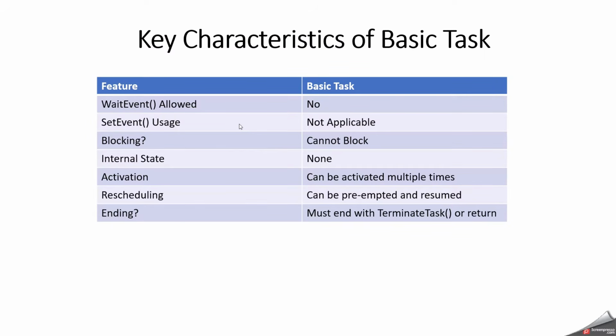What are the key characteristics of basic task? Whether wait event is allowed in basic task? No. Can set event be used in basic task? Not applicable. Can we block the basic task? No. What is the internal state there? Nothing. And what about activation? It can be activated multiple times. And rescheduling: it can be preempted and resumed. And the ending: it must end with terminate task.